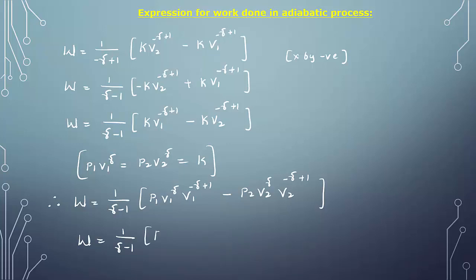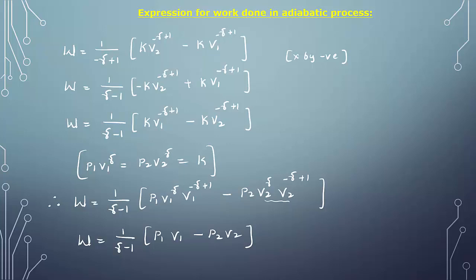So now you can observe P1, the bases are the same, the powers are added. So gamma minus gamma will get cancelled, V1 raised to 1. Similarly for P2, again the bases are the same, the powers are added, gamma will get cancelled, we got V2. So P1 V1 minus P2 V2. Is it clear? Or it can also be written as, in place of PV we can write RT.